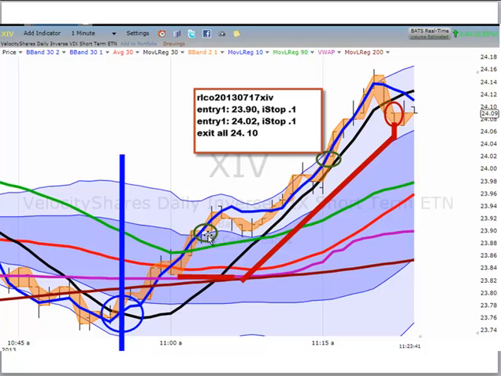So we get the first one at 23.90 with a stop below the Bollinger Band mean. Second position at 24.02, another 10% stop. We exit in an orderly fashion out here, vicinity the regression line crossover. Exit all at 24.10, and that's about 2.5, almost 3 R on that one.